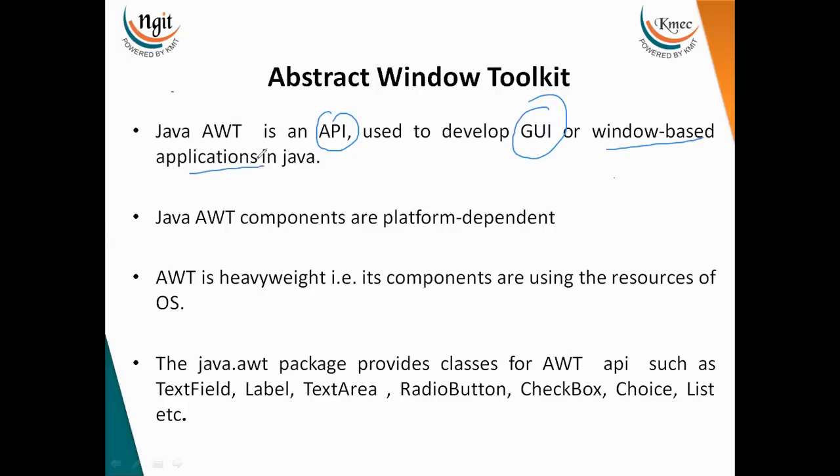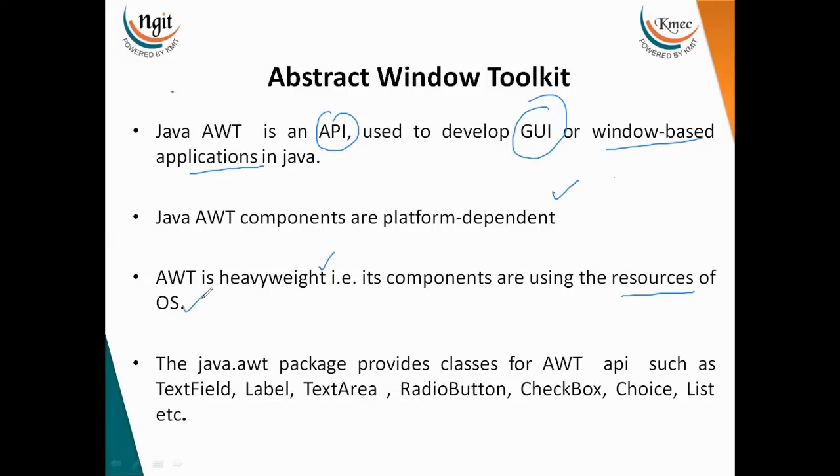Java, right? So all the AWT components are platform dependent. Platform dependent means they will act according to the operating system, right? They depend upon the operating system view. And all the AWT components are heavyweight. Sir, why are these components heavyweight? Beta, they use the resources of the operating system. That's why they are all heavyweight components, right?